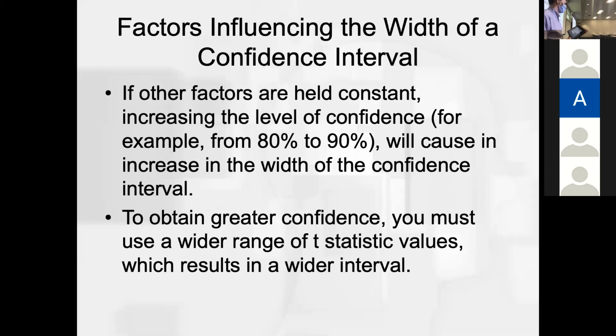So as we already talked about, if other factors are held constant, increasing the level of confidence from, let's say, 80 to 90 will increase the width of that confidence interval. The more certain you want to be, the bigger your net has to be.